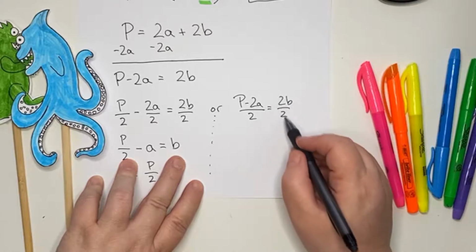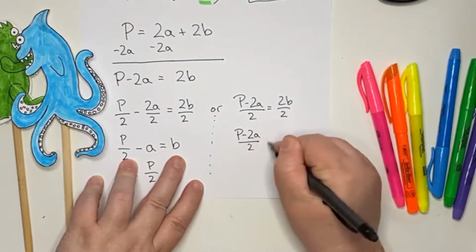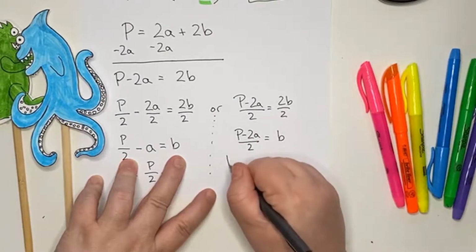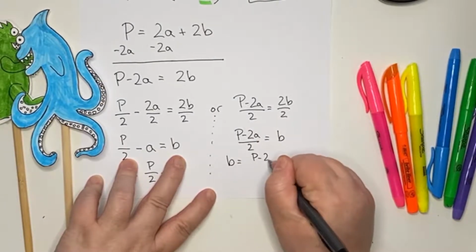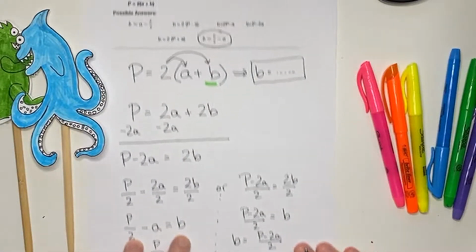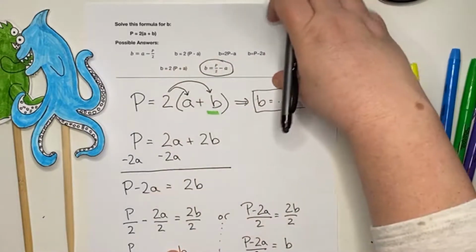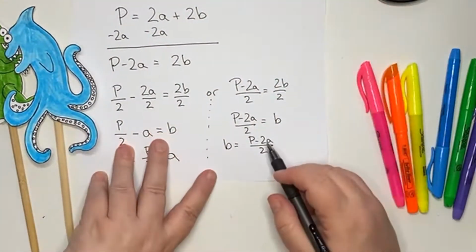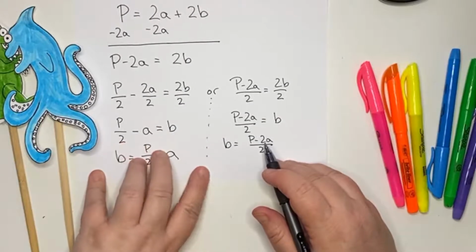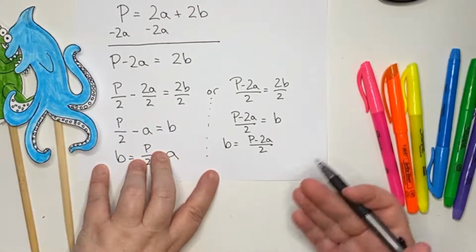So first off, the 2's cancel. So I get P minus 2A all over 2 equals B, or B equals P minus 2A all over 2. So you go up to the top and you're like, oh no, none of them look like this. They're not in this form. So don't panic. It doesn't mean you did anything wrong. It means that you worked it out in a slightly different way than I did.